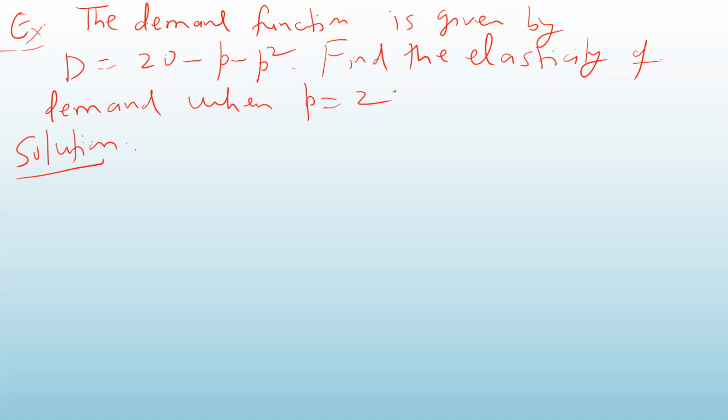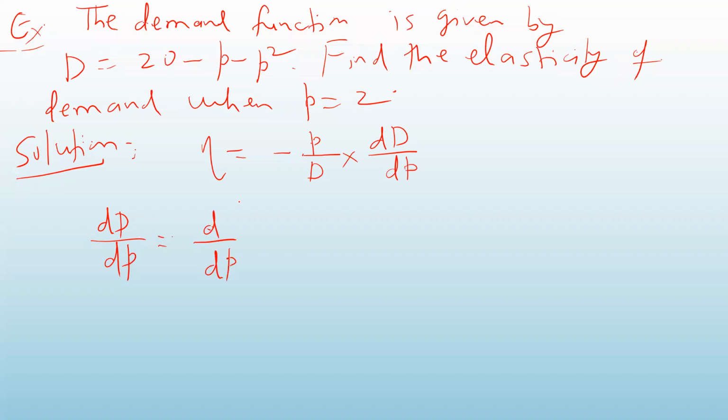First of all, what is your elasticity of demand eta? It is given by minus P upon D into derivative of D with respect to P. So the very first thing is to find the derivative of D with respect to P. What is your D? D is given to you as 20 minus P minus P square.